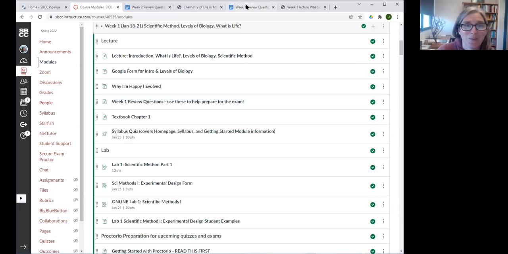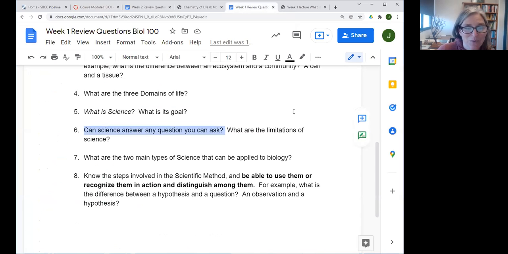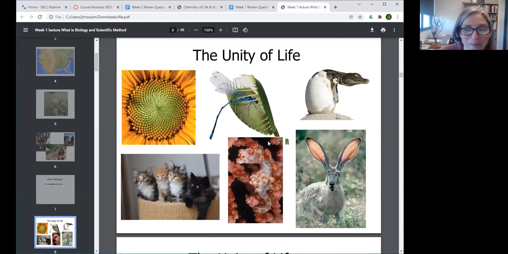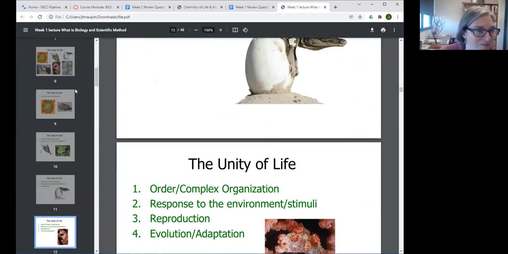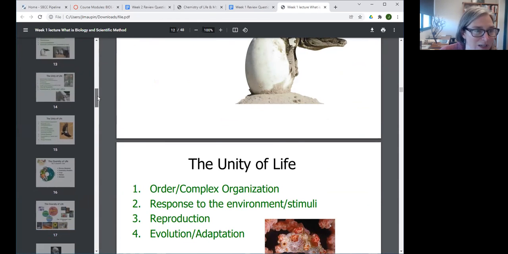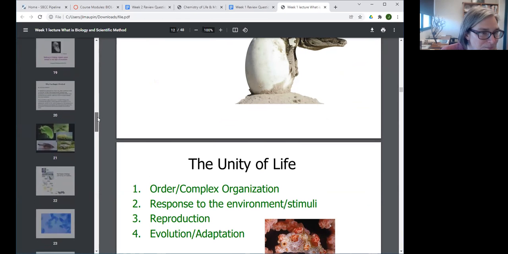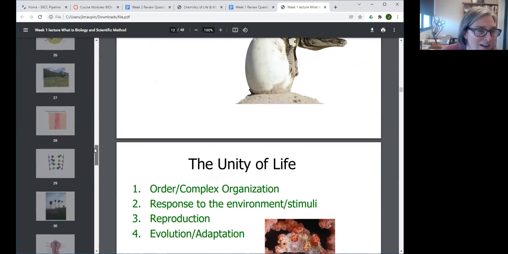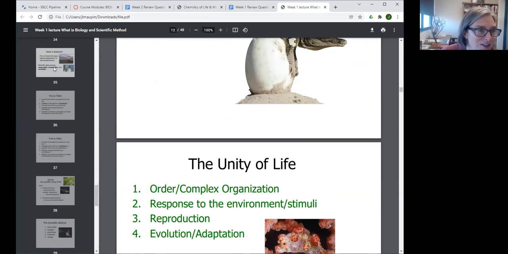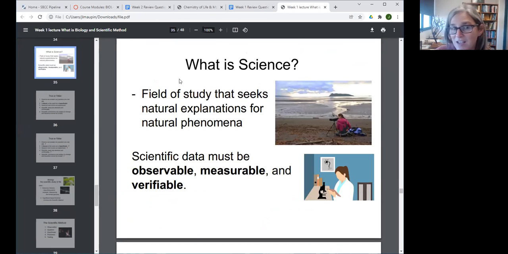And we had this week 1 review question. We were just talking about, can science answer any question you can ask? And I know I can go back to our lecture on science, the scientific method. This was all in week 1. So I went over these slides. And I know that science cannot answer all of the questions that we can ask, right? Because scientific data has to be observable, it has to be measurable, and it has to be verifiable.